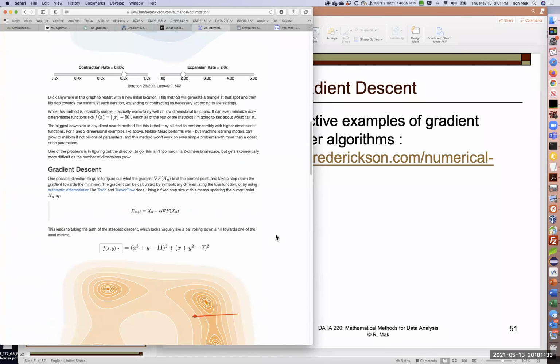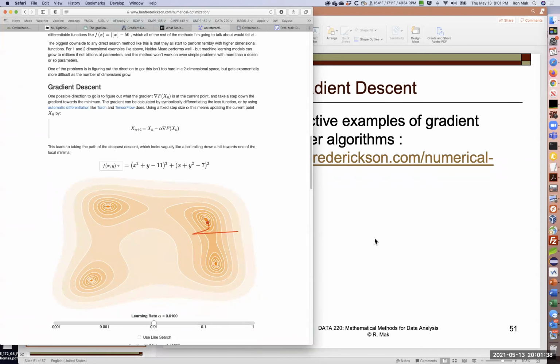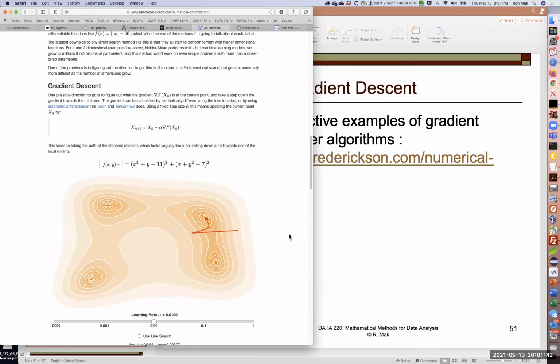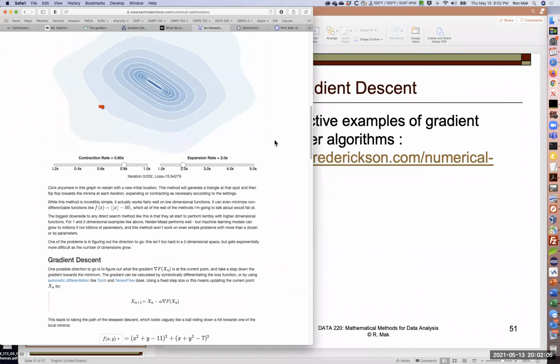Okay, now here's gradient descent. Now that uses the del operator to tell us which direction to go. And so let's see how this one works. And then there's the learning rate. All right, so let's start here. Oh, going that direction. Okay, so it zeroes in pretty quickly because the del operator tells us exactly which direction to go. And so there's a lot less trial and error here.